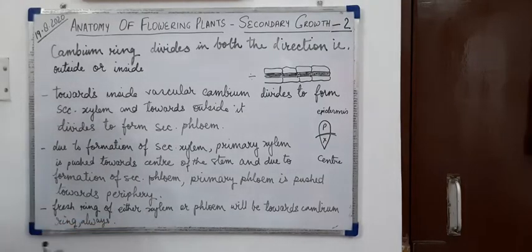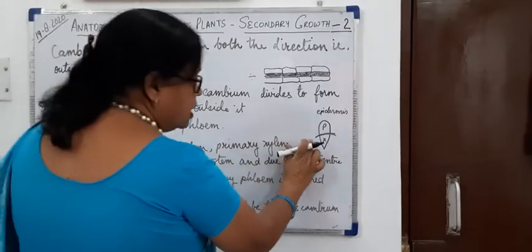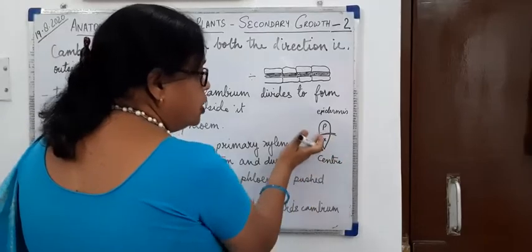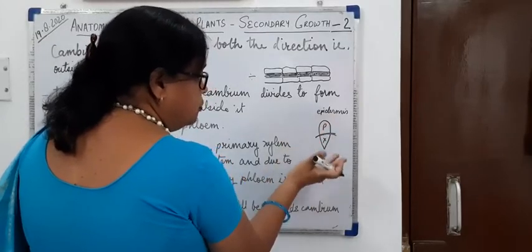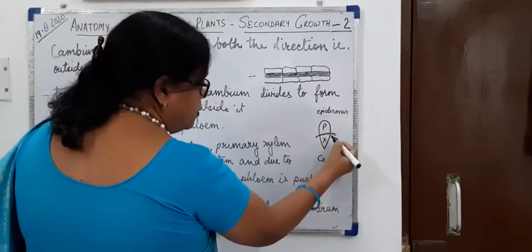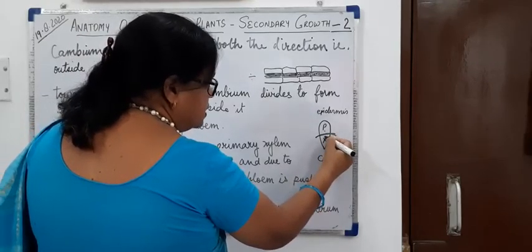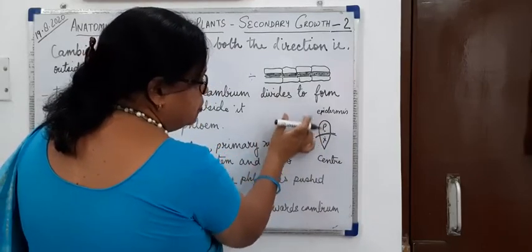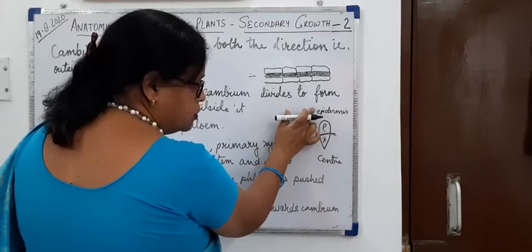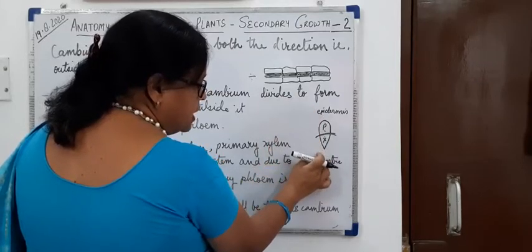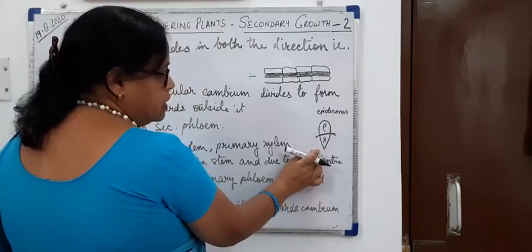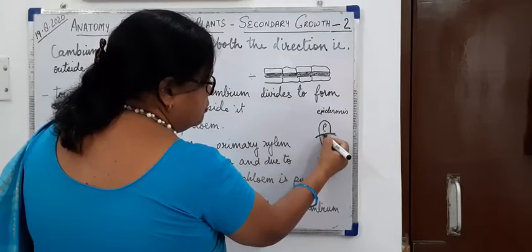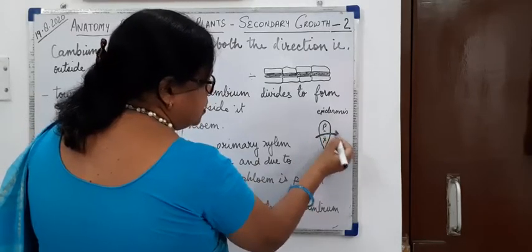What do you mean by this? Because always the new xylem and phloem will be formed by the division of cambium cell. So whatever the fresh xylem, fresh phloem will be formed, it will always be towards the cambium ring, and the older ones will go on being pushed to the outer side if it is phloem, and pushed towards the center if it is xylem. And newly formed secondary xylem and secondary phloem will always be near the cambium.